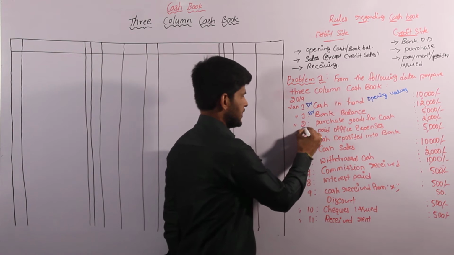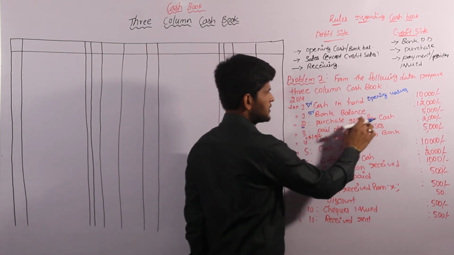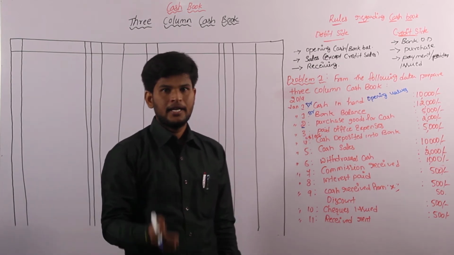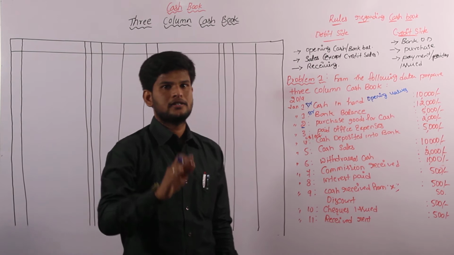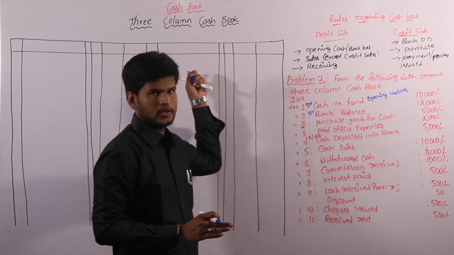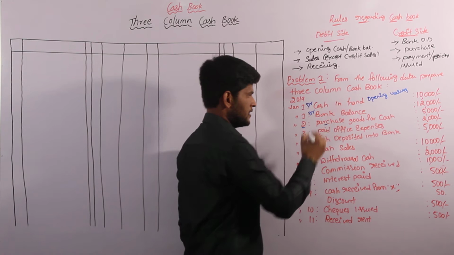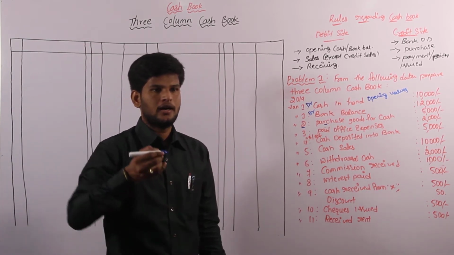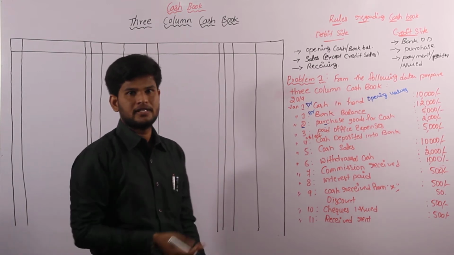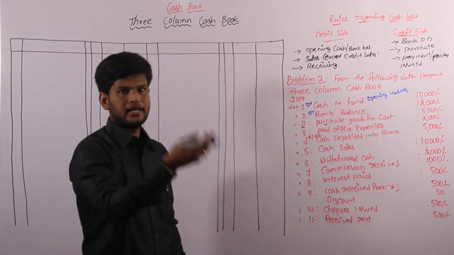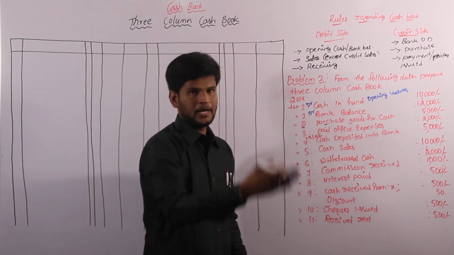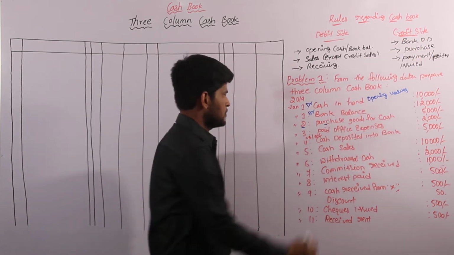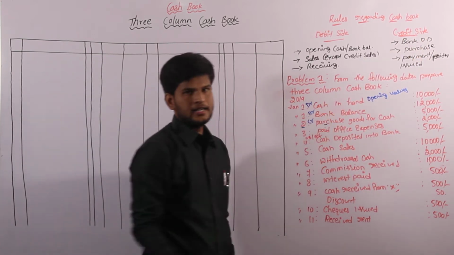And come to the second one, on January 2nd, purchase goods for cash. It means we are purchasing goods by paying cash. That is a purchase transaction by paying cash. So we have to convert this transaction into cash book, purchase. Once again we have to remember, does purchase go to debit side or credit side? According to the assumption of three column cash book, all receipts are debit side, all payments are credit side. So purchase means we are paying. According to the credit side rule, all purchases and expenses will be on the credit side. So we have to convert this as a credit side transaction.